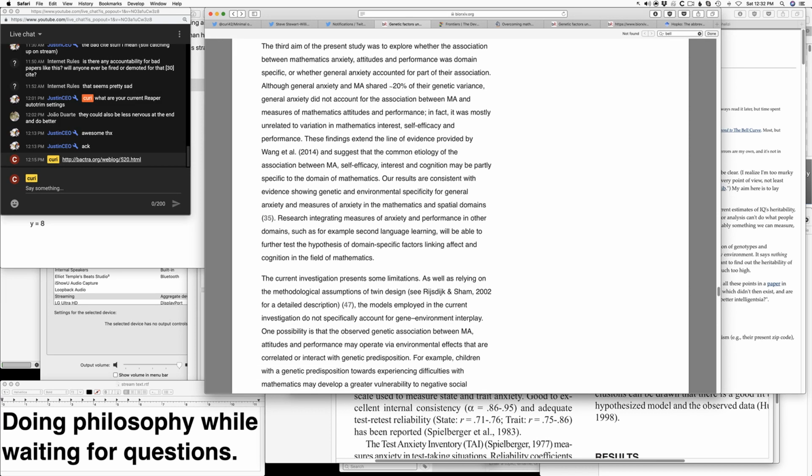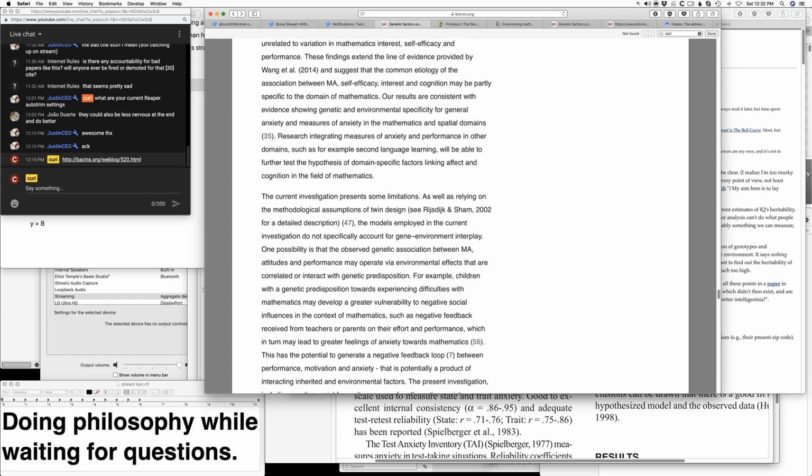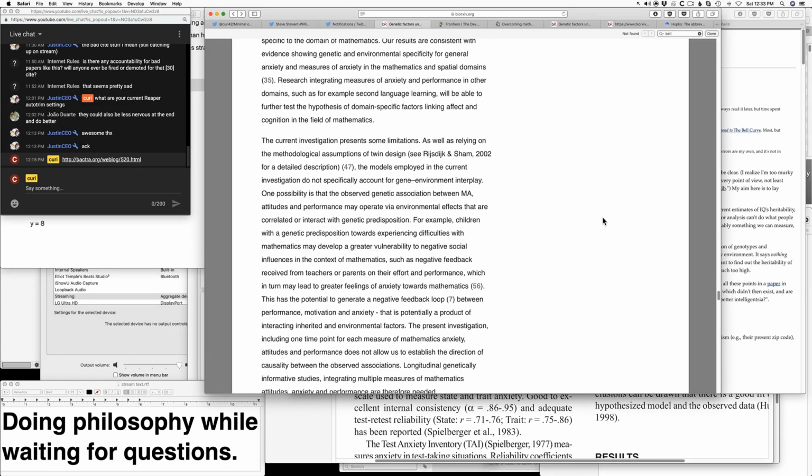And they have so many references, but they're not for explaining terminology or explaining underlying methodology or anything like that. They just keep citing other research that also doesn't explain itself very well in general. Like there might be a couple sites that are different. I haven't gone through all of them, but: the current investigation presents some limitations, as well as relying on the methodological assumptions of twin design.